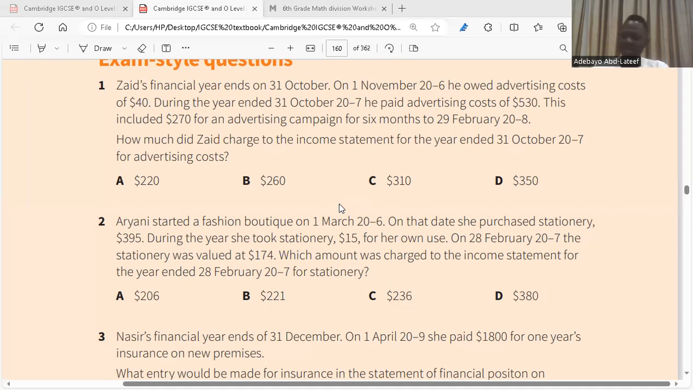So the note is this. In summary, when we have prepayment, we're going to have an income and we're going to have a liability. And when we have accrued, we're going to have expenses and assets. That's it. So you can do those questions after now.